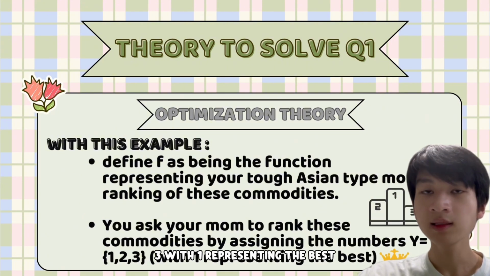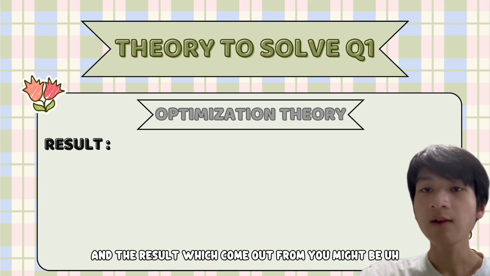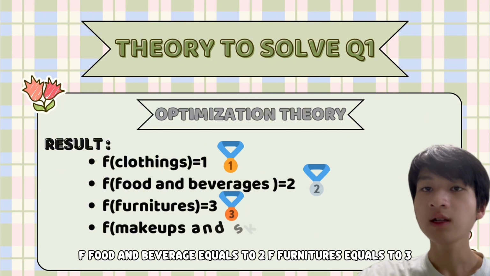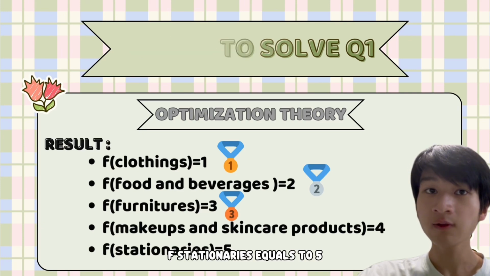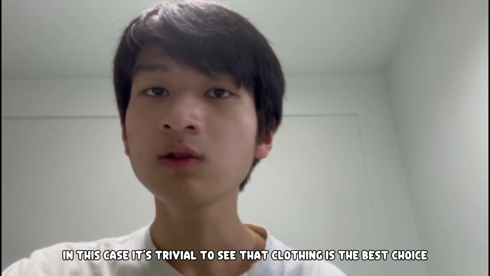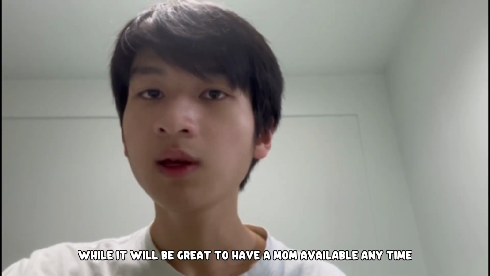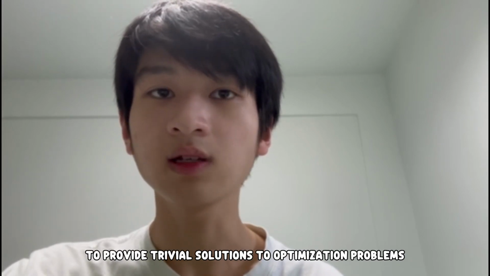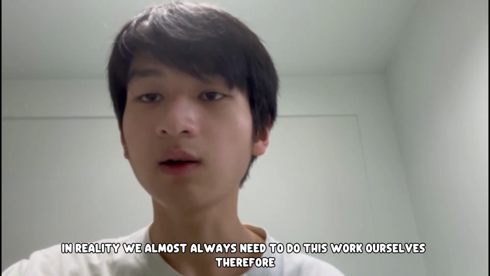1 representing the best, and the result that comes out might be f(clothing) = 1, f(food and beverage) = 2, f(furniture) = 3, f(makeup and skincare products) = 4, f(stationery) = 5. In this case, it's trivial to see that clothing is the best choice. While it would be great to have a mom available anytime to provide trivial solutions to optimization problems, in reality, we almost always need to do this work ourselves.